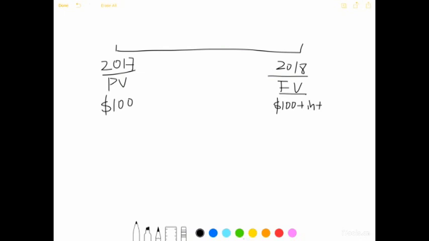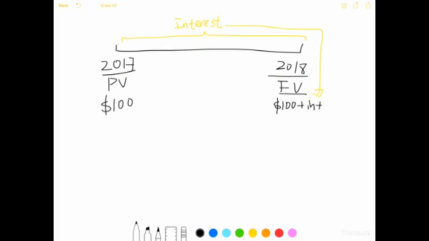Where did that come from? When you save money in the bank, earning 20% interest, this money will be added to your present value to calculate your future value, right? This is essentially what future value means. So the $100 is the present value.